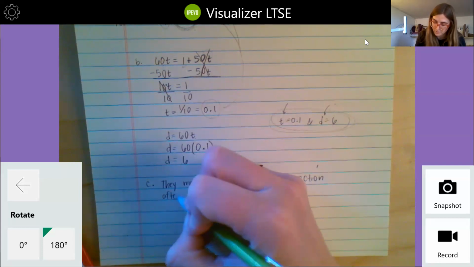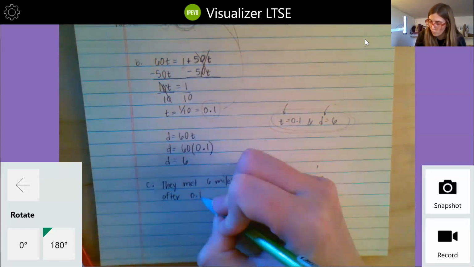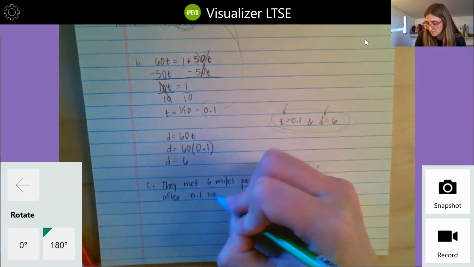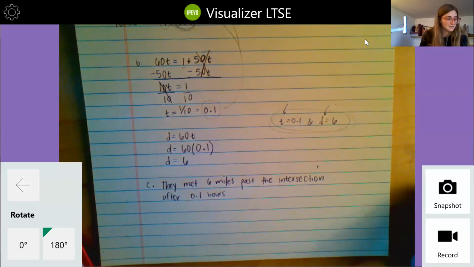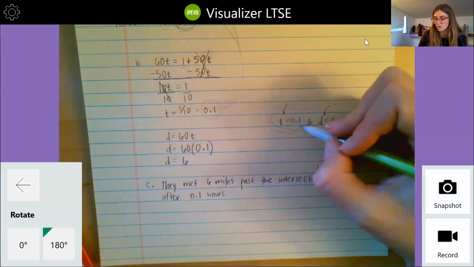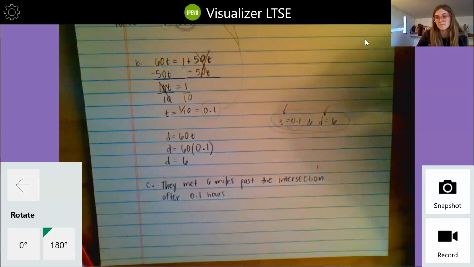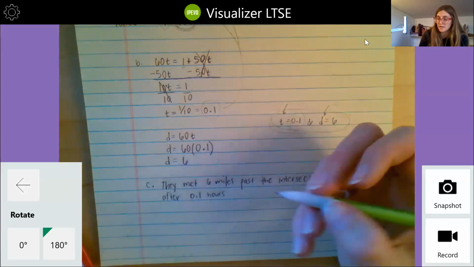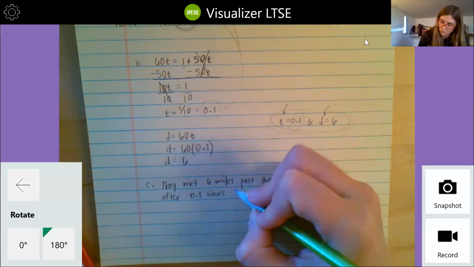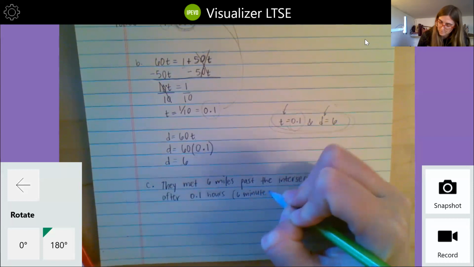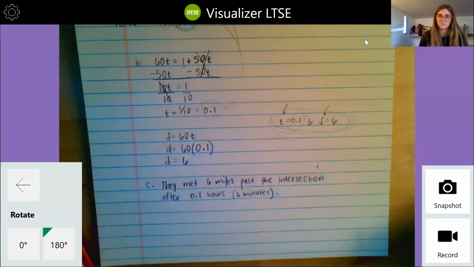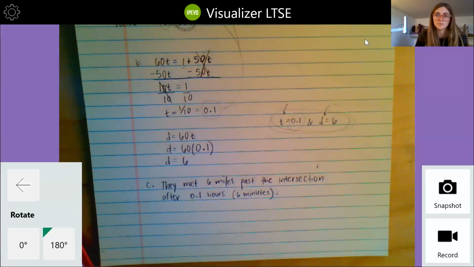After 0.1 hours. And we can easily figure out what that would be in minutes. All we have to do is multiply 0.1 times 60, which gives us 6 minutes. So after 0.1 hours or 6 minutes, we'll do some more practice problems just like this.